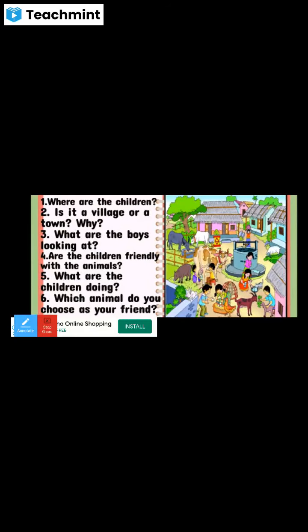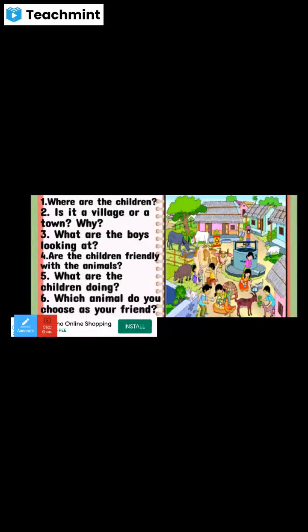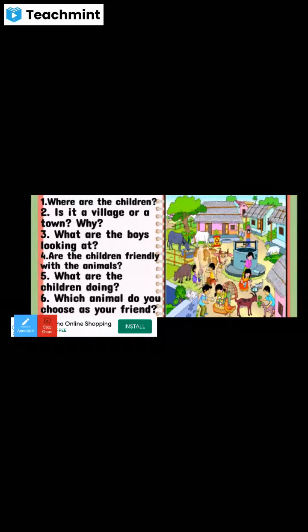Now we are questioning this picture. Question number one, what do you observe in this picture? I am asking these 6 questions. I mean, where are the children? Number two, is it a village or a town and why? Number three, what are the boys looking at? Number four, are the children friendly with the animals? Number five, what are the children doing? Number six, which animal do you choose as your friend? So we observe this picture and answer these 6 questions.